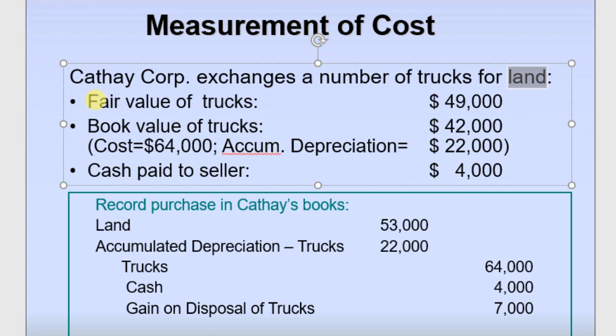Now we're saying that we can calculate the fair value of our trucks. So this is our starting point. Now let's look at our cost and our accumulated depreciation. Our cost is $64,000.